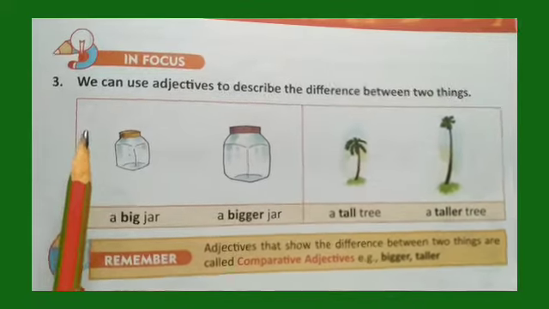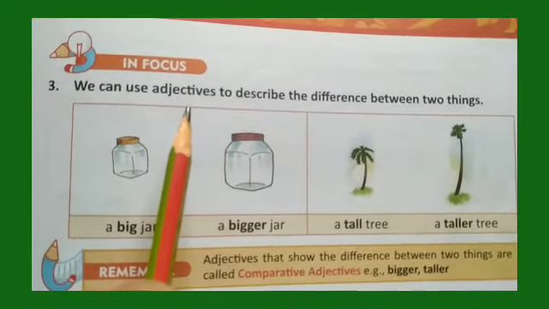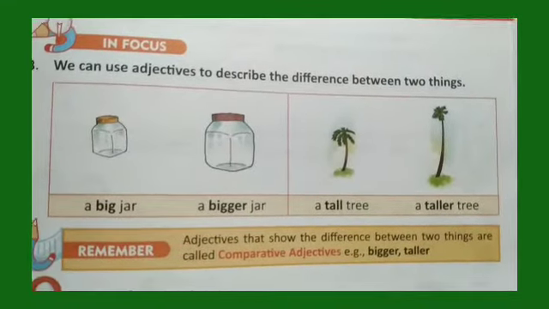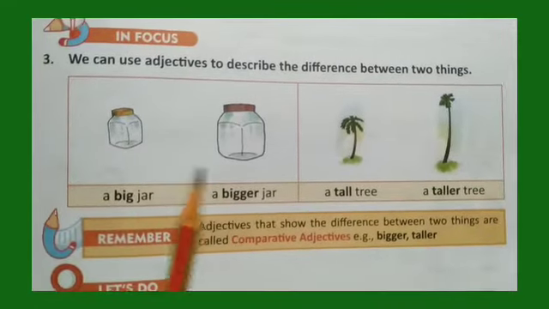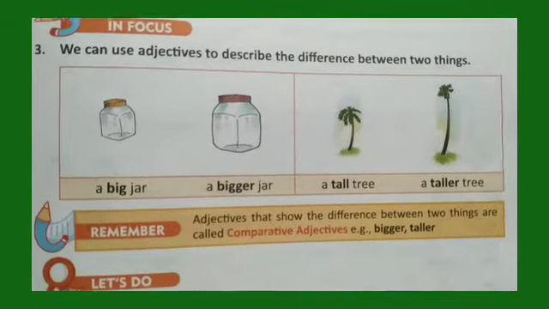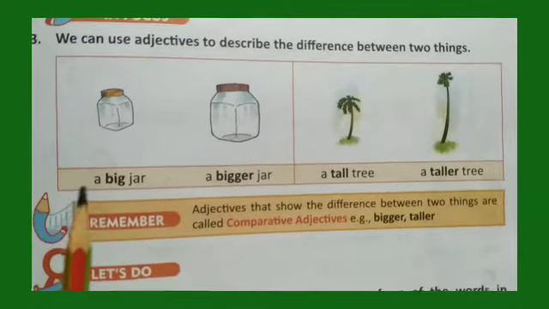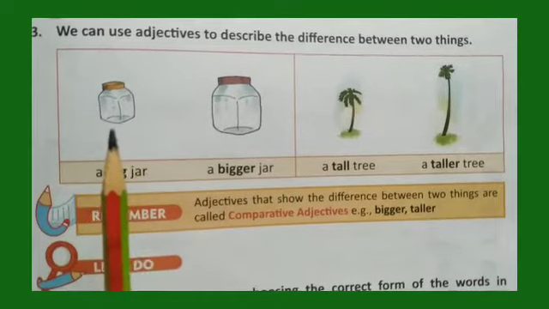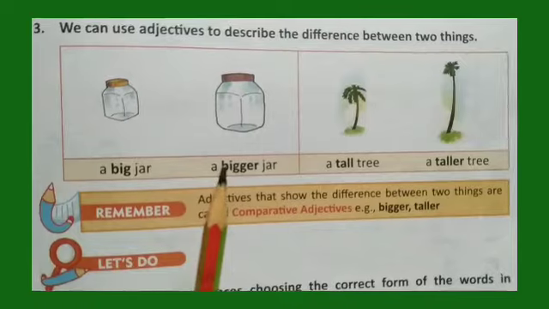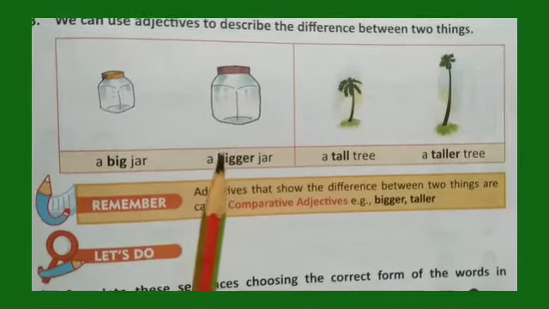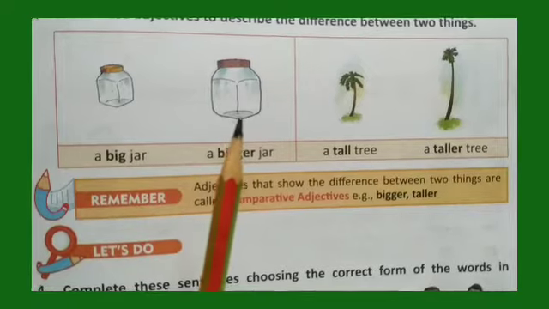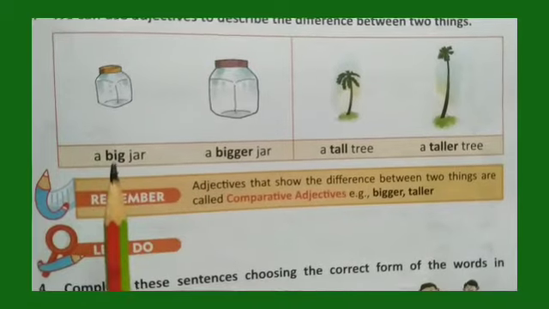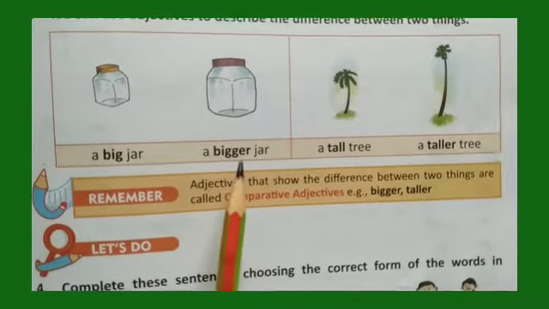Fine. So now we'll do some written work. Your English grammar book, page 21. We can use adjectives to describe the difference between two things. Okay, as I told you, we can compare two things. We find the differences between two things. Now, these two are what? Jars. A big jar. Okay, and when you compare this jar with this, so what do we write here? What can you see the difference? A bigger jar than this jar, isn't it? So when we are comparing it, the comparative adjective of big is bigger.